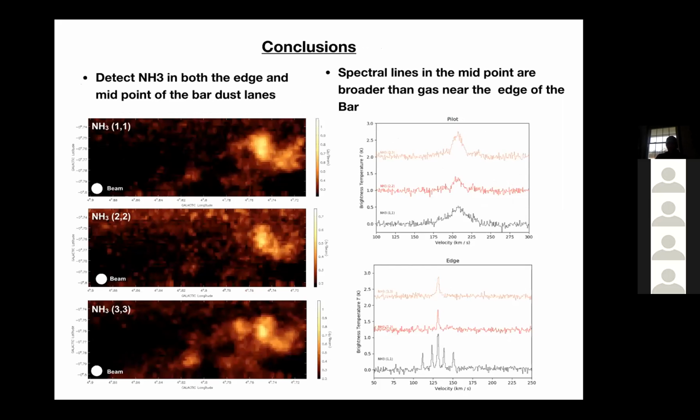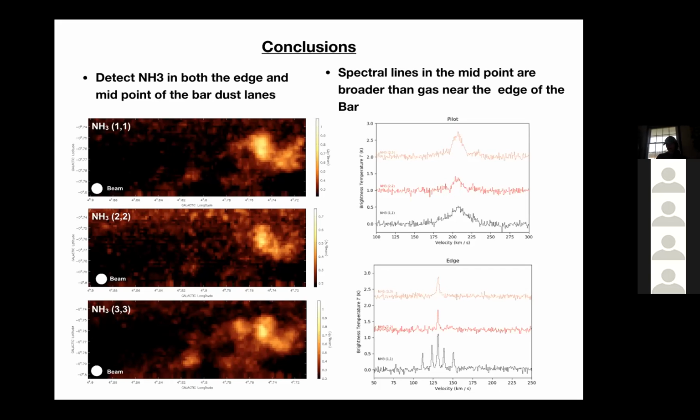All right, so just some simple takeaways. We detect ammonia 3,3 in both the midpoint and the edge point of the galactic bar dust lanes. We have some new detections of ammonia that were not previously detected in any other ammonia surveys of the galactic plane, and that's the figure shown here. On the left is the gas at the midpoint of the bar. At these lower latitudes, this region of the galactic bar was excluded from several surveys, and so these are new detections of ammonia that have not been previously detected.